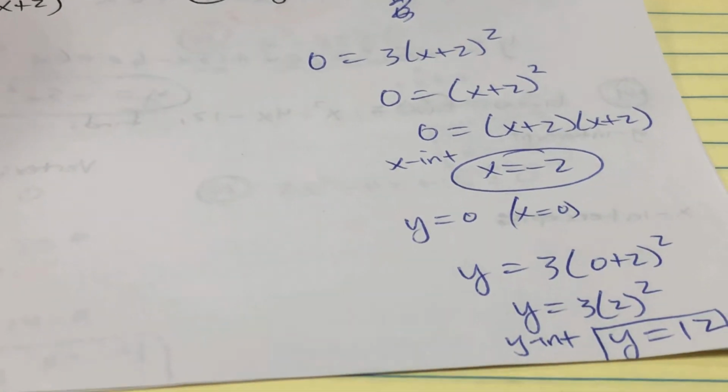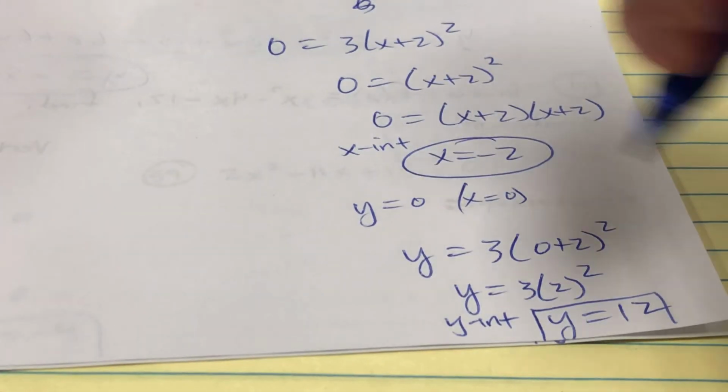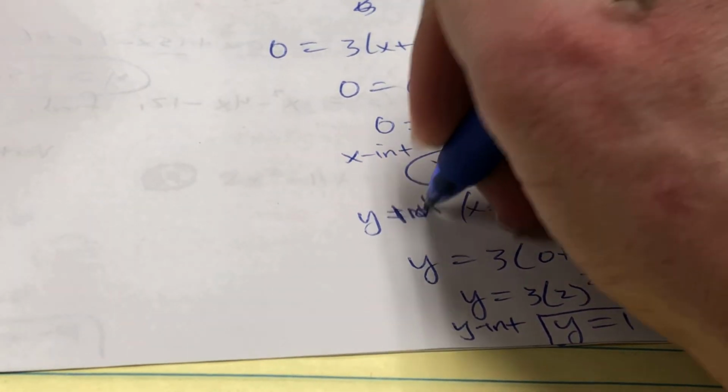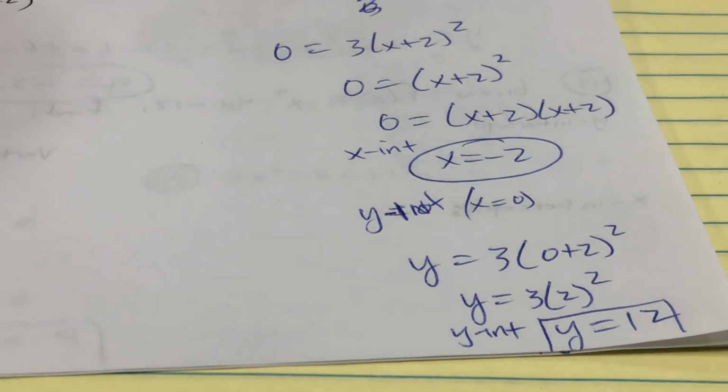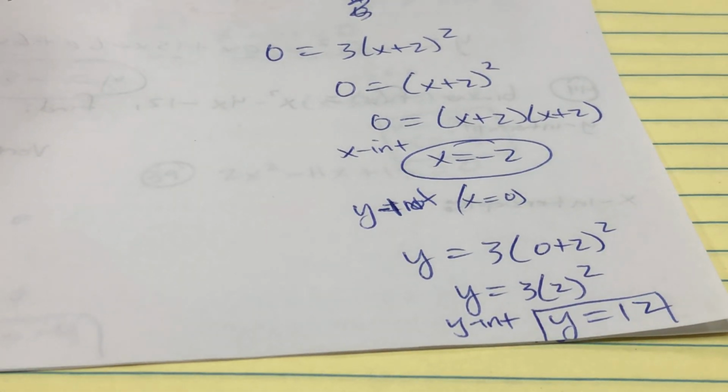So the y-intercept is when x is 0. This is for the y-intercept. It's when x is 0, so let x be 0. Plug 0 in for x. The y-intercept is y equals 12.